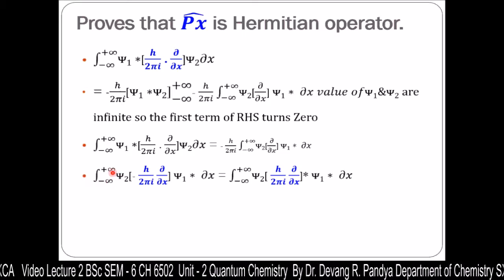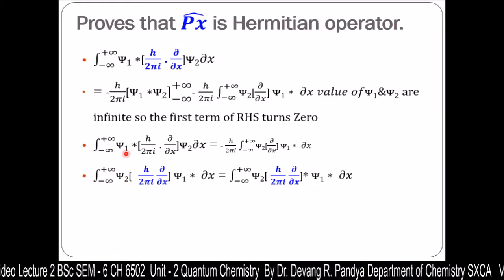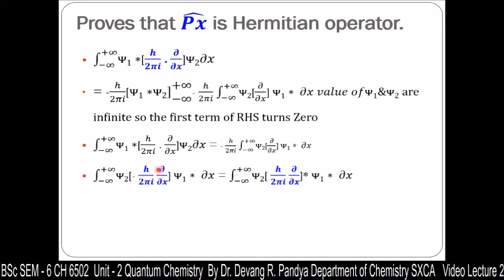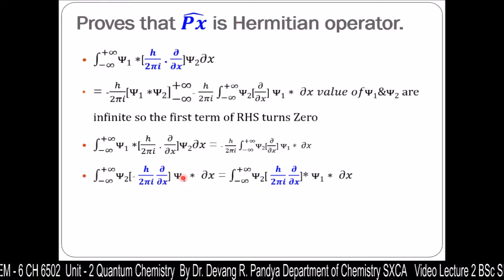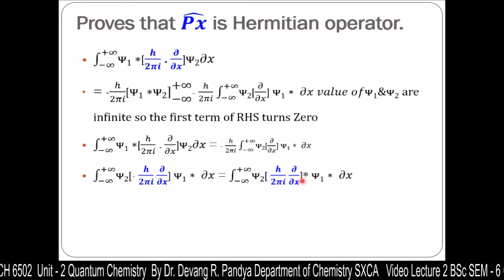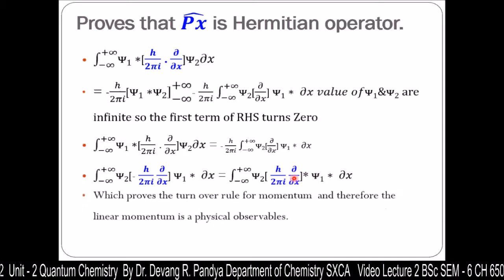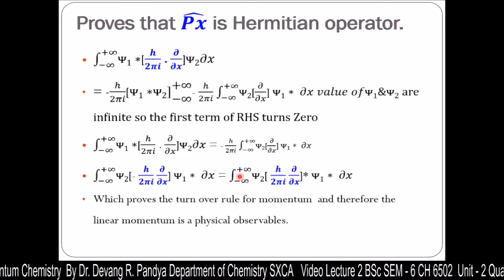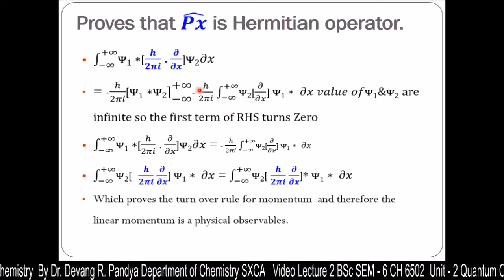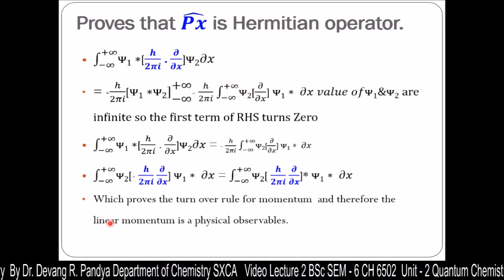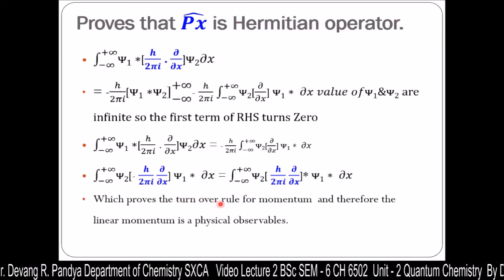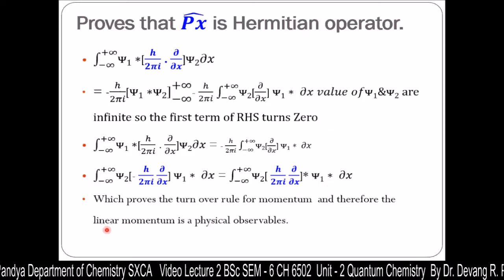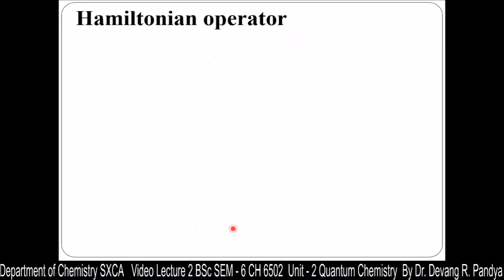So integration from minus infinity to plus infinity psi2. Now this time not psi1 star; this time psi2 is here, and the operator is going to operate on psi1's complex conjugate psi1 star dx, and it can be represented in this way. It proves that the turnover rule for momentum is similar. That means whether you write it this way or this way, both are similar, and that is why we can prove that the turnover rule holds and the momentum operator is a Hermitian operator, and it is a linear operator for physical observables.